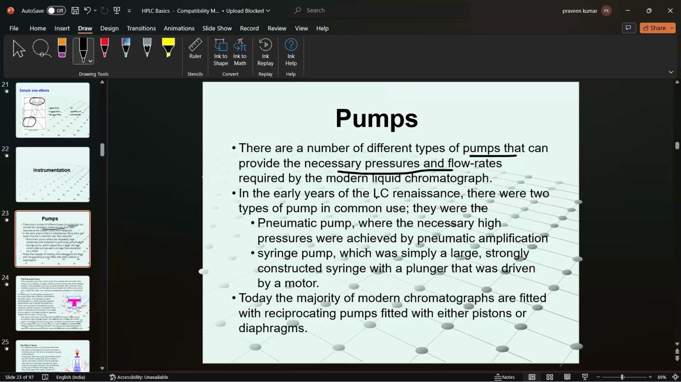So basically, in the pneumatic pump the high pressure is achieved by pneumatic amplification. Whenever we desire high pressure, pneumatic pumps are used. There is also the syringe pump, which is simply a large, strongly constructed syringe with a plunger that is driven by a motor. Today, the new HPLC systems installed in industries and institutions all come with reciprocating pumps, which are fitted with either a piston or a diaphragm.